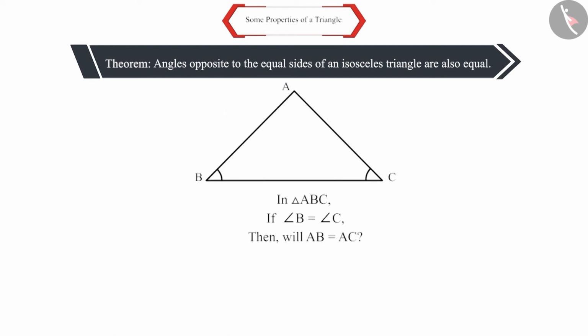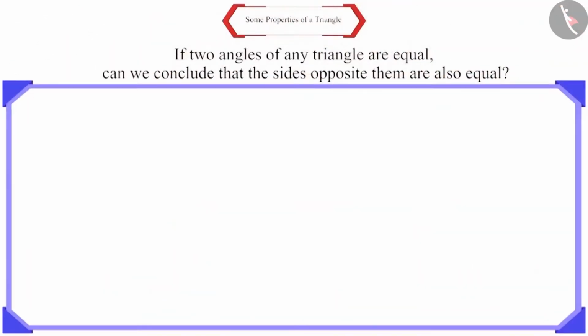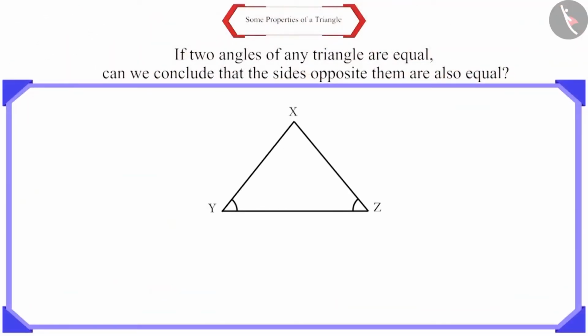Is the converse also true? So, if two angles of any triangle are equal, can we conclude that the sides opposite them are also equal? Let's see. Let's take a triangle XYZ, in which angle XYZ and angle XZY are equal. Now we have to prove that the opposite sides are equal. Let's move ahead and prove this.